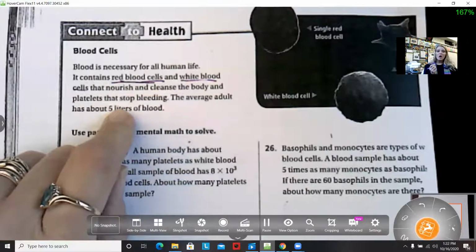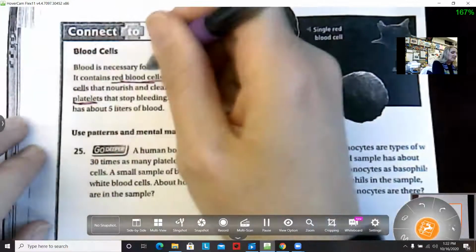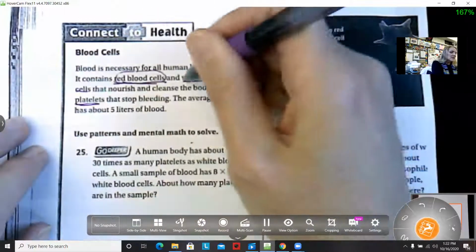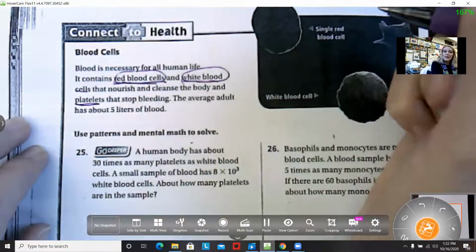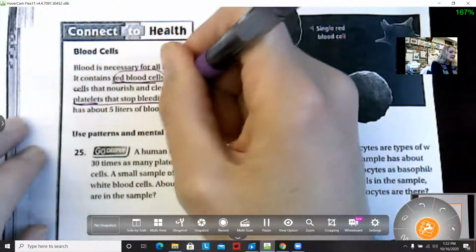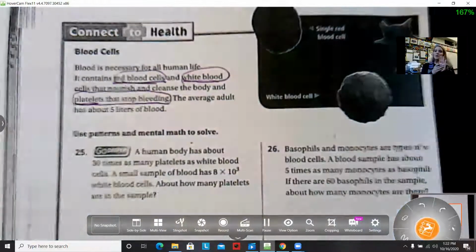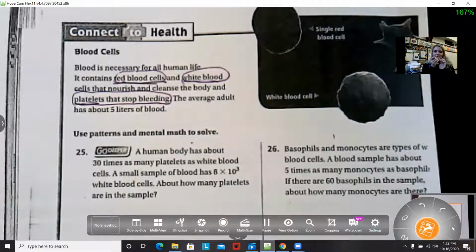And our blood also has what's called platelets. So it has red blood cells and white blood cells that nourish and cleanse the body. And it has platelets that help stop bleeding. So if you get a cut, say on your finger, it turns into a scab in a little bit, right? That's the platelets in your blood drawing to that place and kind of sealing it over. Those are called your platelets. They seal it up to create a scab so you stop bleeding, okay?